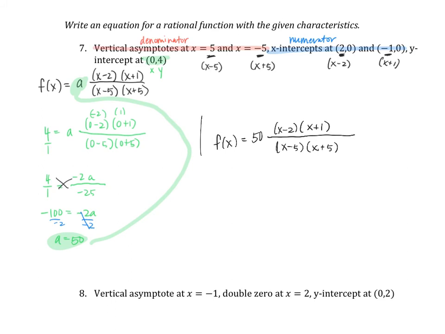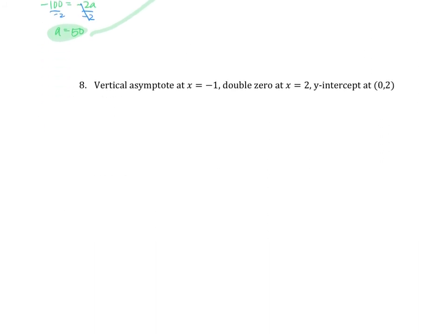Okay. And that would be your function. Okay. So that's the same thing you do every time. That's the pieces of information you're looking for, and that's how you work it out. So on this one, we have the vertical asymptotes, we have the zeros, and we have the y-intercept.